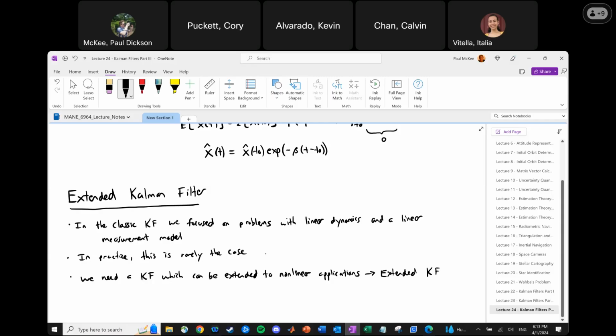And so you might be thinking to yourself, gosh, we already had a really nice Kalman filter. Can't we just linearize at each time step and then make it a linear Kalman filter? Maybe you're thinking along those lines.